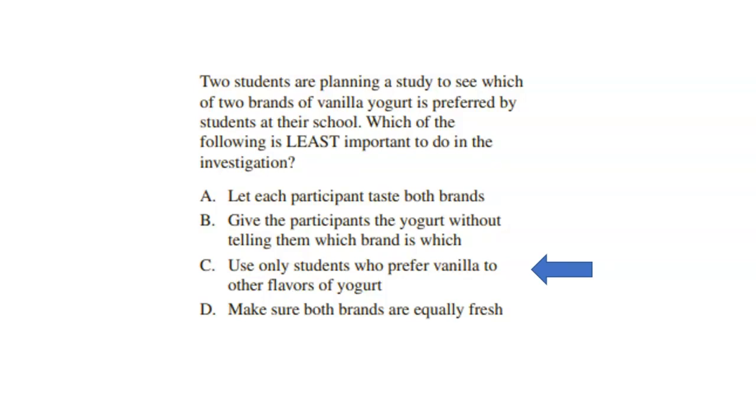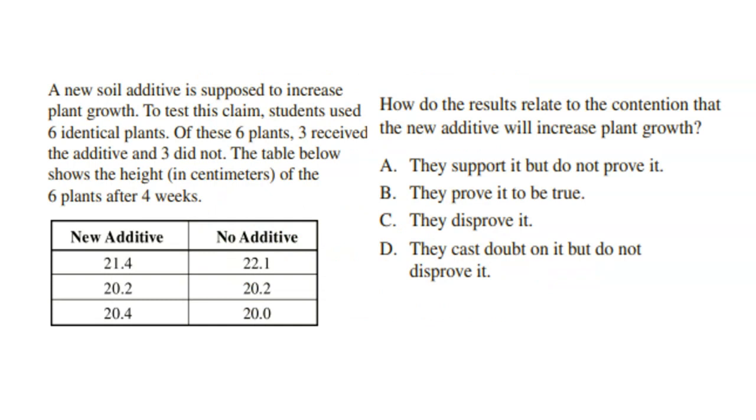So I guess I'll go on to another one. A new soil additive is supposed to increase plant growth. To test this claim, students used 6 identical plants. Of these 6 plants, 3 received the additive and 3 did not. The table below shows the height in centimeters of the 6 plants after 4 weeks. So this first column is showing the height of the plant in centimeters for the 3 plants that received the additive. And the right column is showing the heights of the 3 plants after 4 weeks that did not receive the additive.